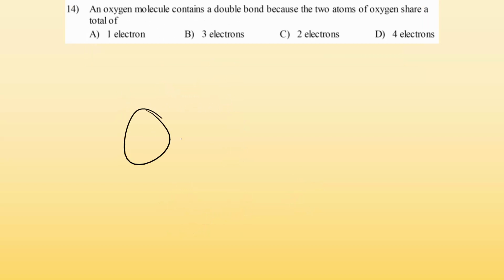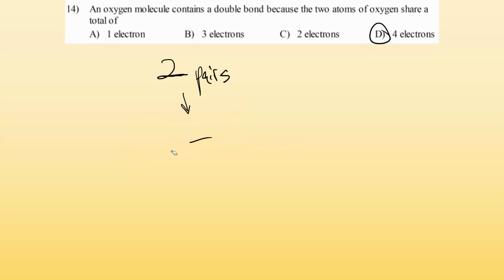An oxygen molecule contains a double bond. So if I'm drawing the oxygen molecule, there is a double bond there. Because the two atoms of oxygen share a total of, well, it's really just asking you how many electrons are right there. And each line is a pair. So we have 2 pairs, which is a total of 4 electrons. Well, why does it do that? All right, good question.